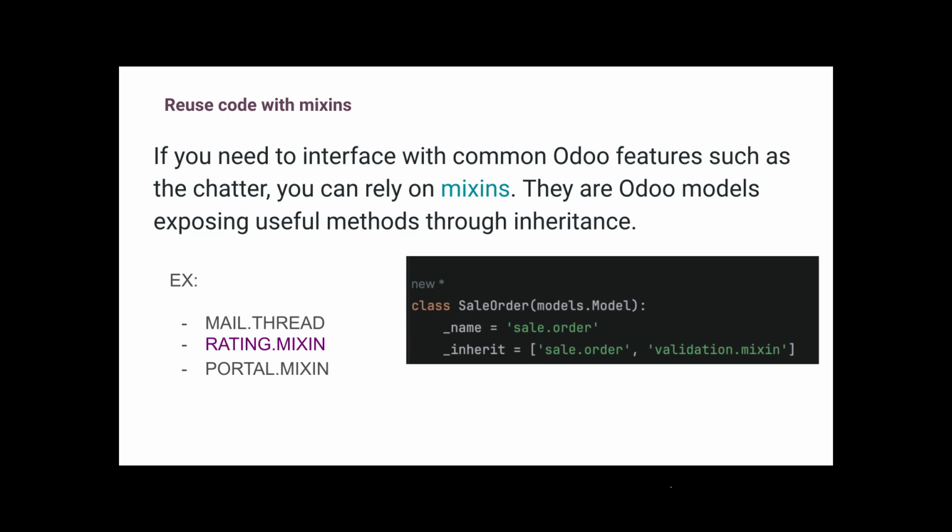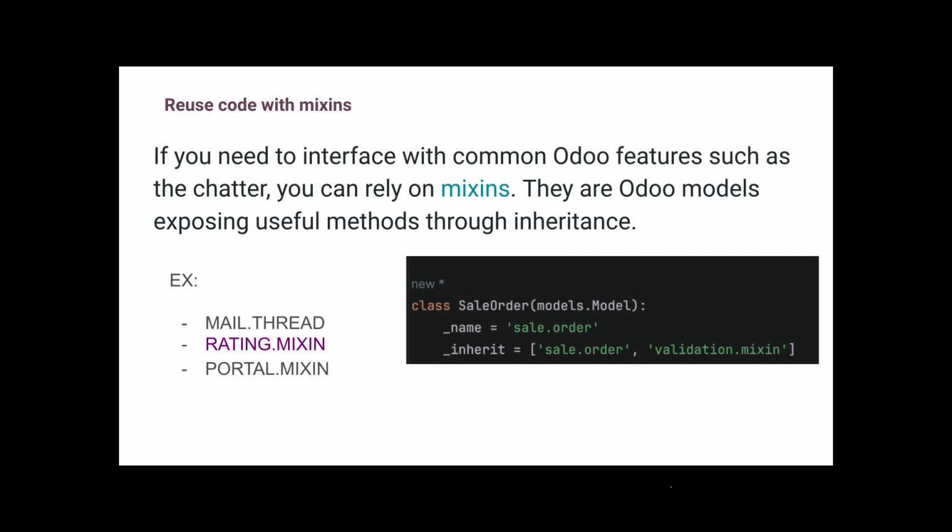Has it happened that you have to define functionality in several models at the same time? Stay, because I will tell you how to solve it very simply using Odoo mixins. Mixins are the possibility that Odoo offers to reuse code.